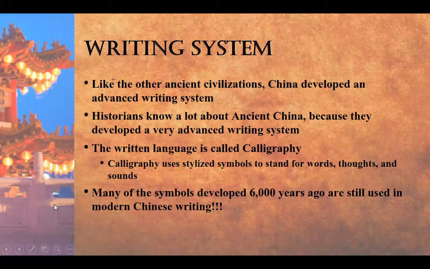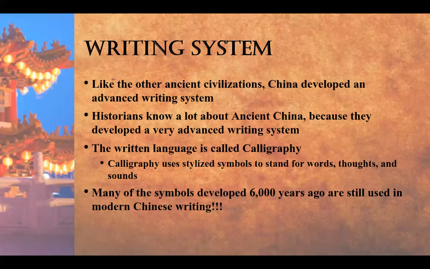Just like ancient Egypt, ancient China developed its own advanced writing system that's actually a lot like hieroglyphics. We know a ton about ancient China's writing system because it's very, very similar to Chinese today. The written language of China is called calligraphy. They use these really stylized symbols, and we'll talk about this when I get back, and I'll show you some videos of how calligraphy is used.